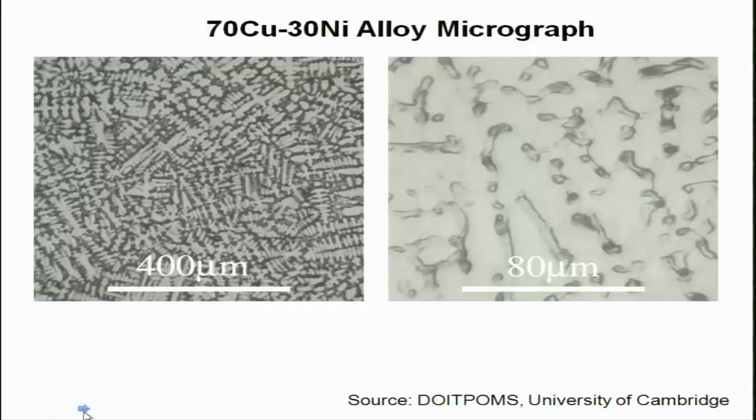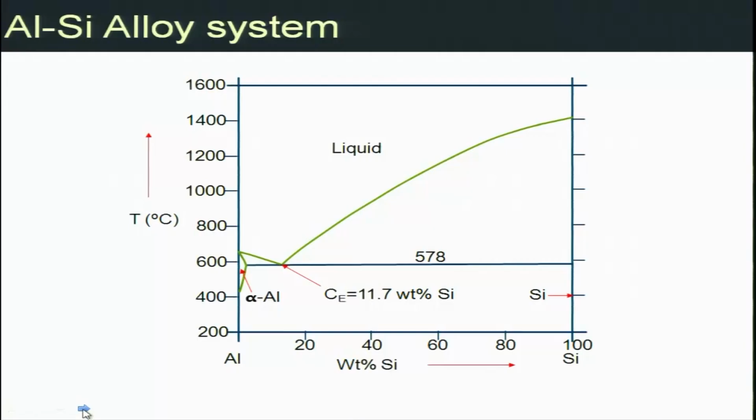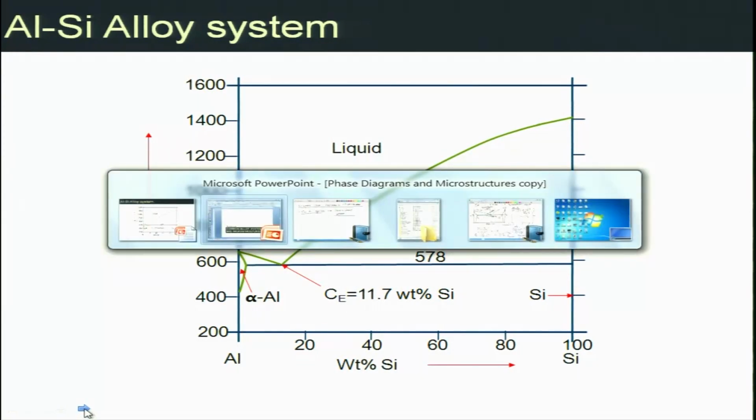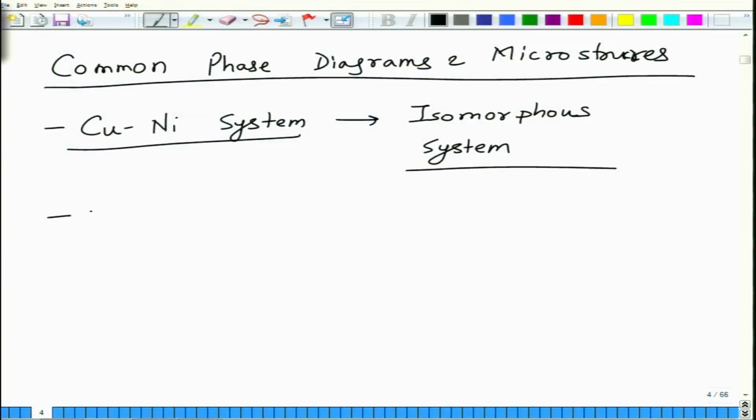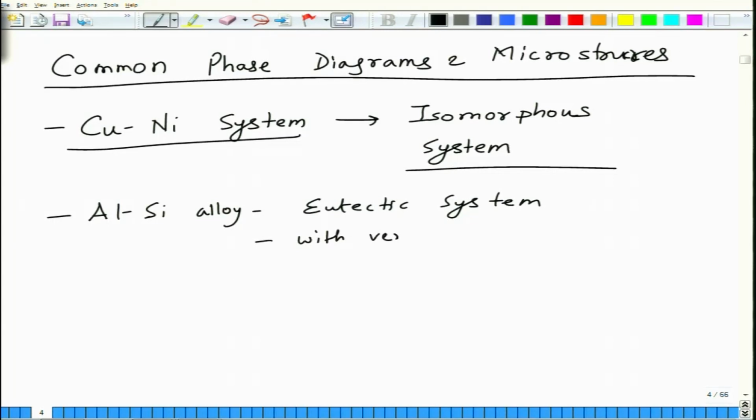So the next one that we want to look at is, let me see which one is it. It is the lead iron aluminum silicon alloy. So the next one that we want to see is the aluminum silicon alloy, which is a eutectic system with very little terminal solid solubility.